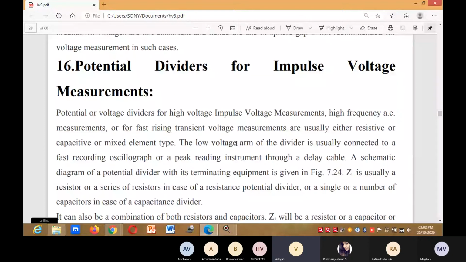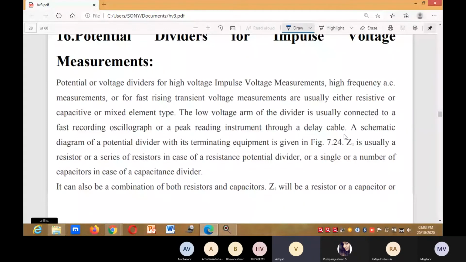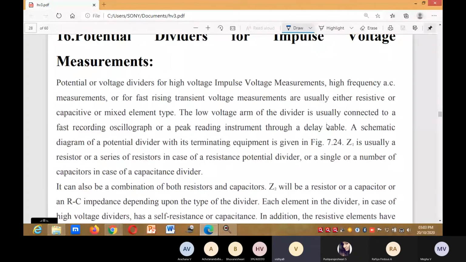The low voltage arm of the divider is usually connected to a fast recording oscillograph or a peak reading instrument through a delay cable. Okay, it is connected through a delay cable. It is shown in the diagram.